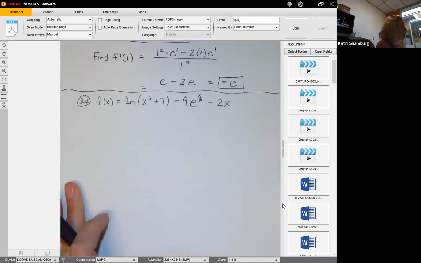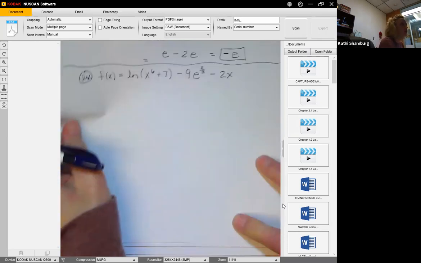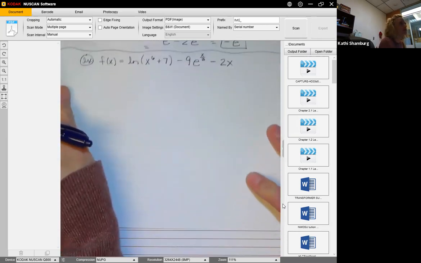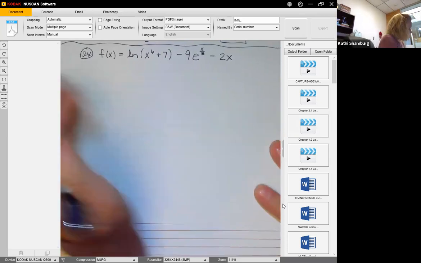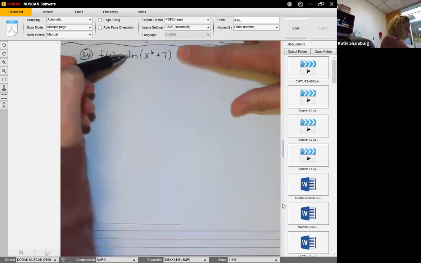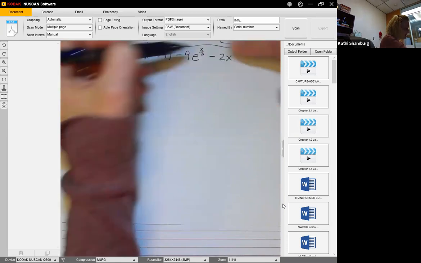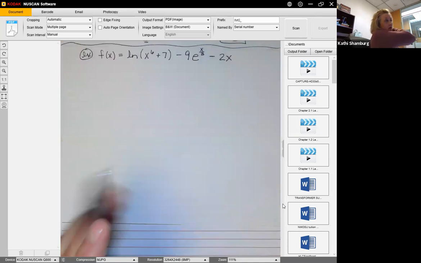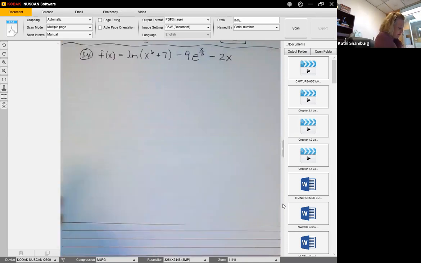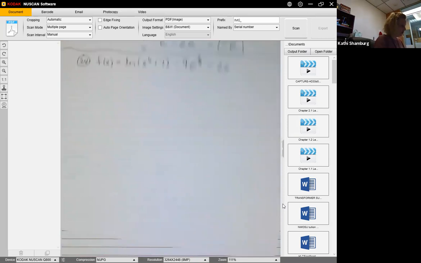Should have separated that a little bit more, but we'll make it work. We'll do this. All right. So we're going to take the derivative. So I have to take the derivative of this minus the derivative of this minus the derivative of this. Okay, so it's going to take several steps, and we need to be very careful when we're doing this.